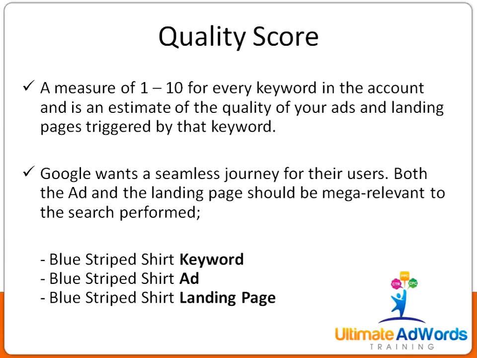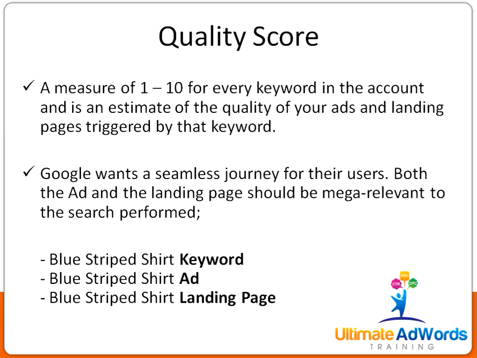Quality score is a measure of 1 to 10 for every keyword in the account, and it's an estimate of the quality of your ads and landing pages triggered by a particular keyword. The reason for quality score is because Google wants a very seamless journey for their users, and it is our responsibility to make our ads and our landing pages as relevant as humanly possible to ensure that everything matches up to the search that was originally performed.